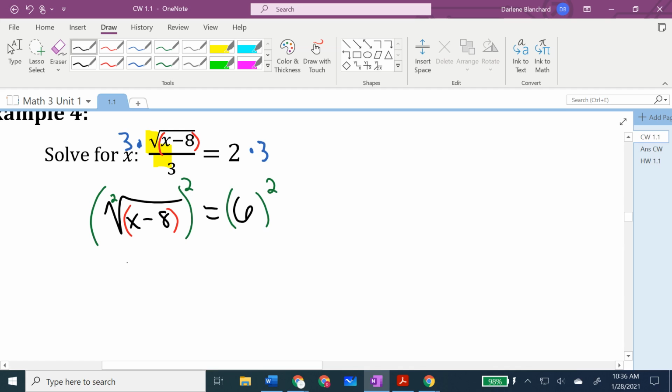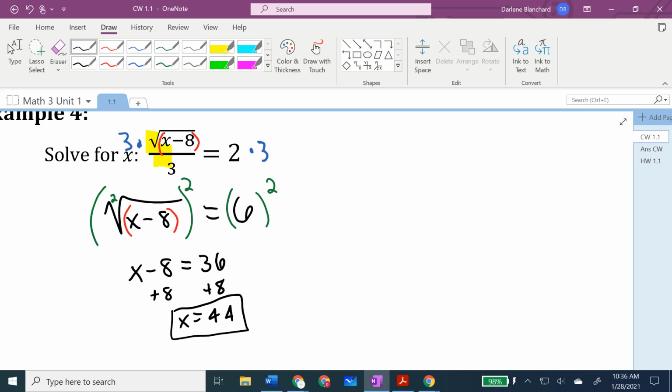So now on the left side, I have x minus 8 in parentheses, but the parentheses can come off now because nobody else is there. 6 squared gives me 36. And then the last thing I need to do is undo the subtraction by adding 8. And then 36 plus 8, 44. Now, you want to know what's an awesome quick way to determine if this is extraneous or not without having to go through too much work.